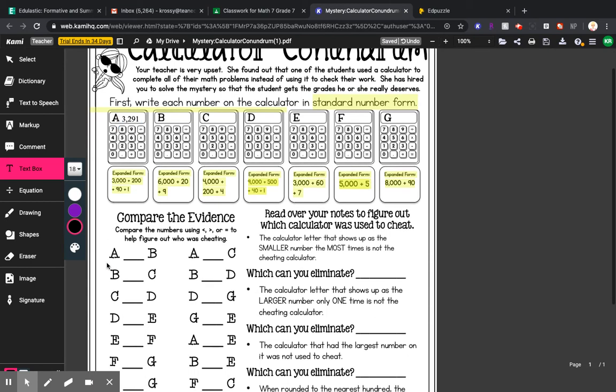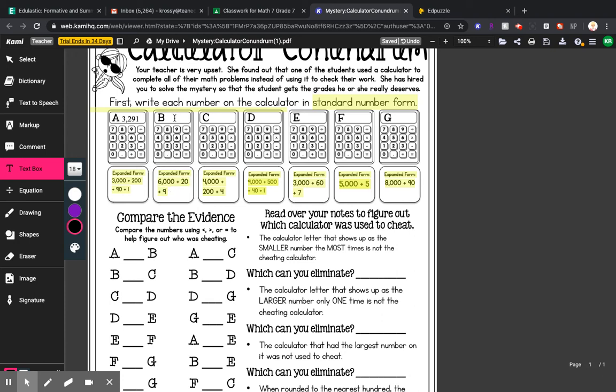Okay. And then you're going to compare the evidence. Compare the numbers using greater than, less than, or equal to help figure out who was cheating. So once you get the answer for A, you're going to do the same thing for A through G. And then you're going to say which is greater than, less than, or equal to.